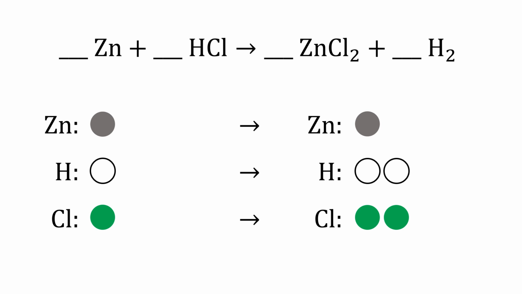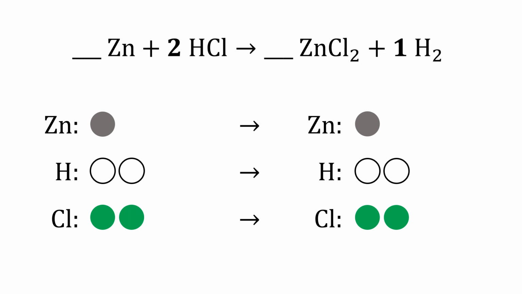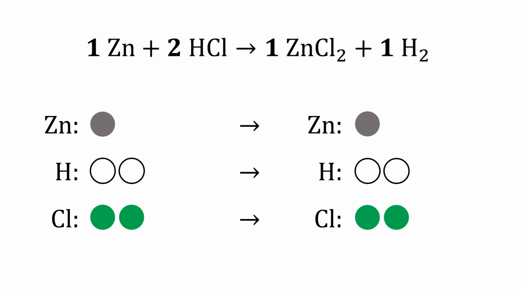If I just change the coefficient to 2 in front of the HCl, that'll give me 2 H's and 2 Cl's on the left side to match the 2 on the right side. And that's all I have to do. Then everything else is balanced. I can put a 1 as a coefficient in front of everything else, so I keep the balancing the same, and then we're done.